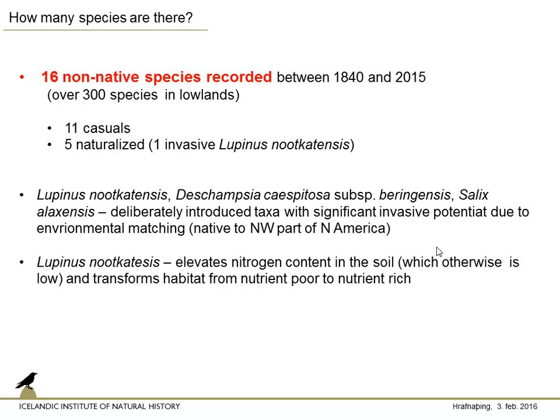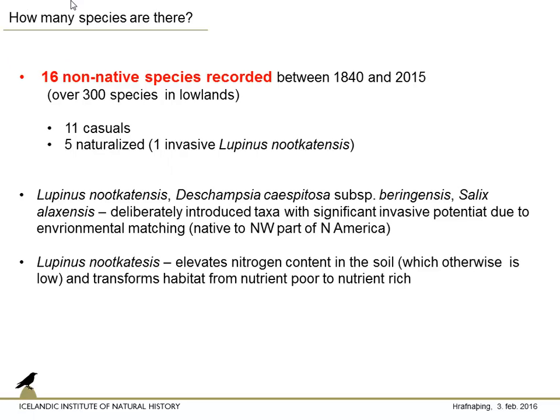Well, the response to the first question, how many species are there? It seems that between 1840 and 2015, we were able to record just 16 non-native species in the whole investigated area. That's nothing when we compare this with over 300 species that are found in the lowlands. 11 species were casuals and 5 species were found to be naturalized.